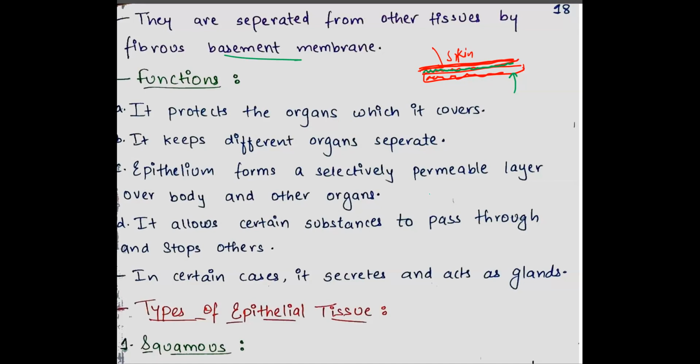So it is acting as a semi-permeable layer. It allows certain substances to pass through and stops others. In certain cases it also acts as a gland, helping the secretion of things like sweat from the sweat gland. So note down the functions of epithelial tissue.